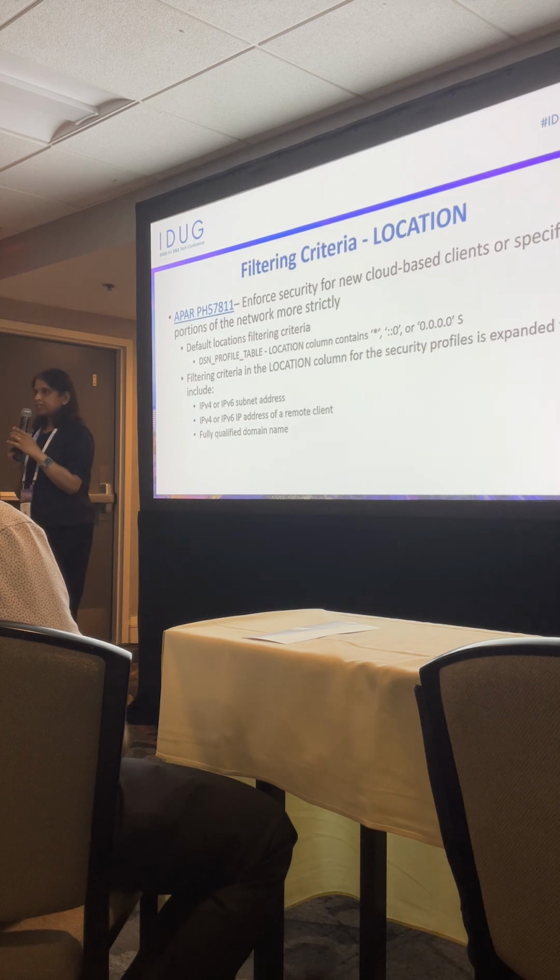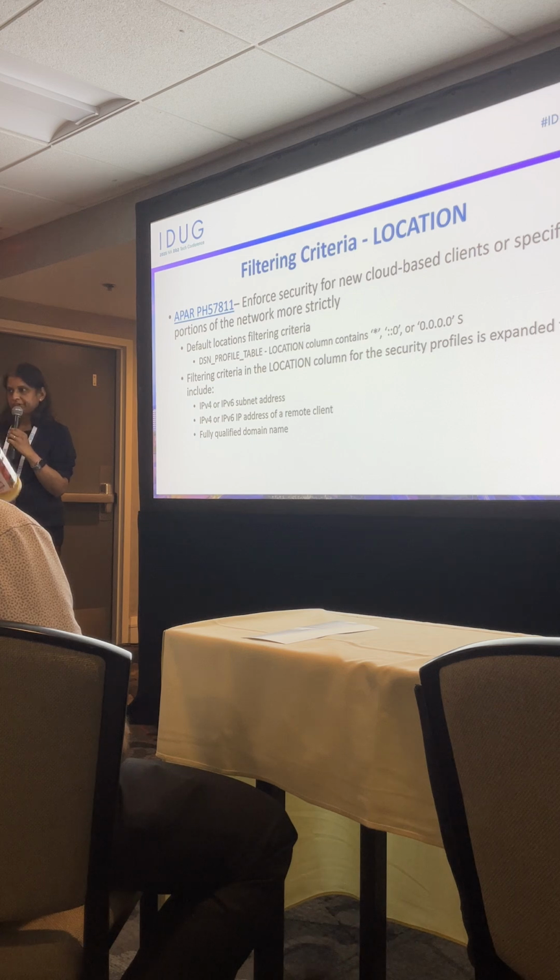Okay, so as I mentioned earlier, initially we started with supporting all locations. There isn't any granularity there. Later, APAR PH57811 enhanced this, where you can specify a more granular location parameter. You can specify a subnet mask or an IP fully qualified domain name. So you have more granularity there.